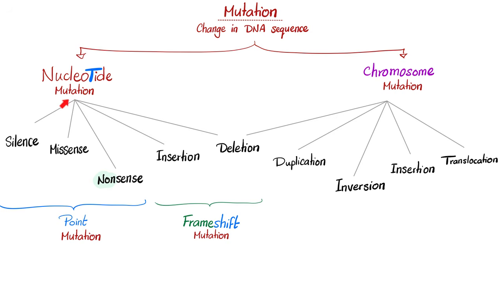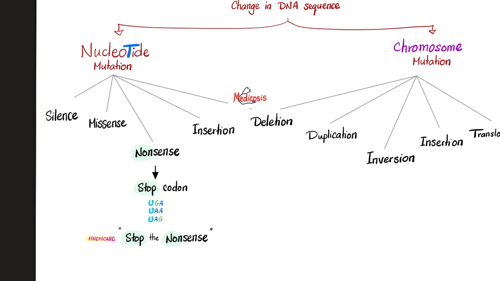Let's go back to nucleotide mutation. The silent, missense, nonsense are known as point mutation. Insertion and deletion are known as frame shift mutation. Nonsense is very important because it makes a stop codon, such as UGA, UAA, or UAG.